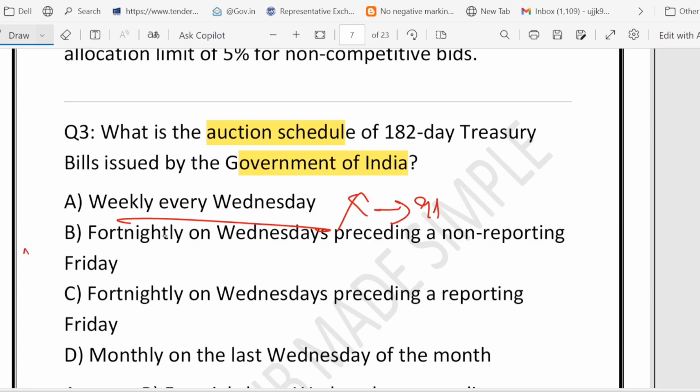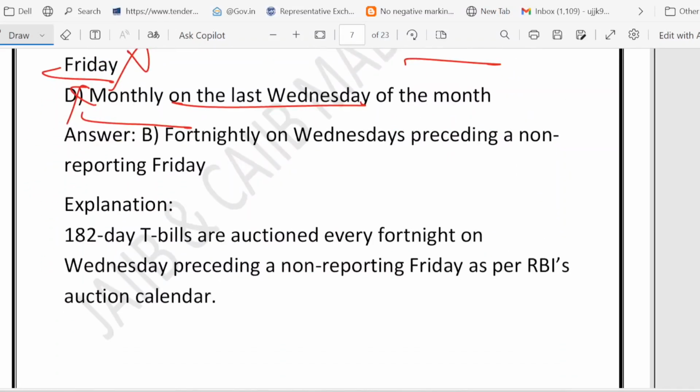What about option B? Yes, this one is the correct one. What about option C? It is again wrong, because it says reporting Friday. No, not a reporting Friday, but non-reporting Friday. Right. And option D is wrong because treasury bills are not monthly. It's saying monthly. No. They are fortnightly. So remember what we have just discussed.